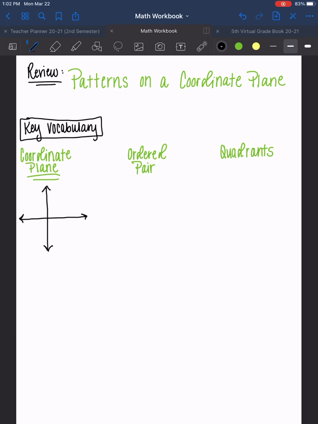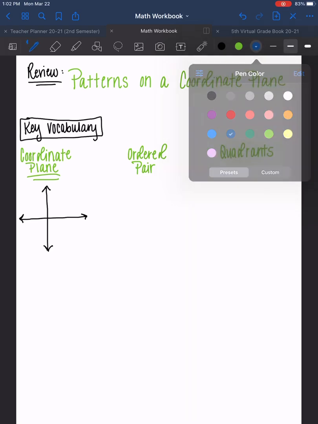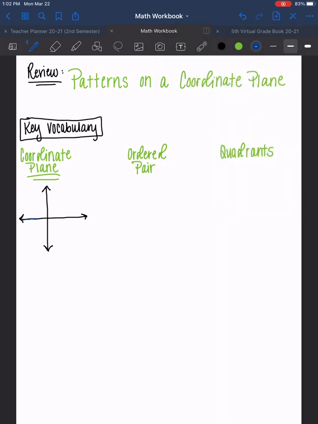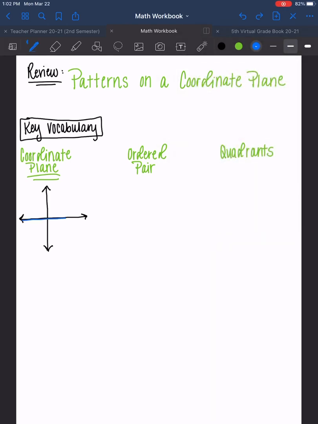And on this coordinate plane, we have an X and a Y axis. So I'm going to go ahead and color that out for you. Oh, that's the wrong blue. Hold on. There we go. All right, so this is our X axis. The X axis on the coordinate plane. Now I'm going to draw your Y axis on the coordinate plane.